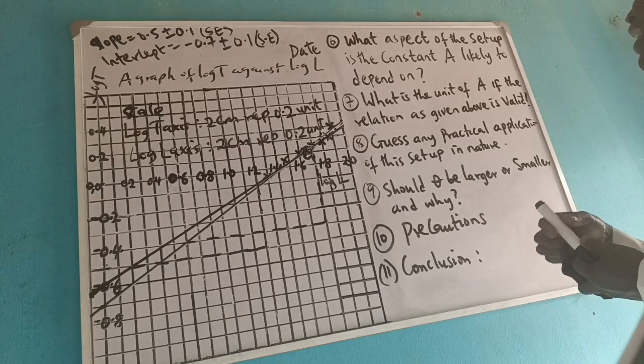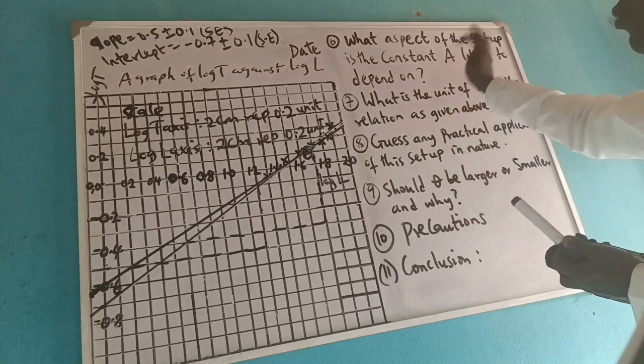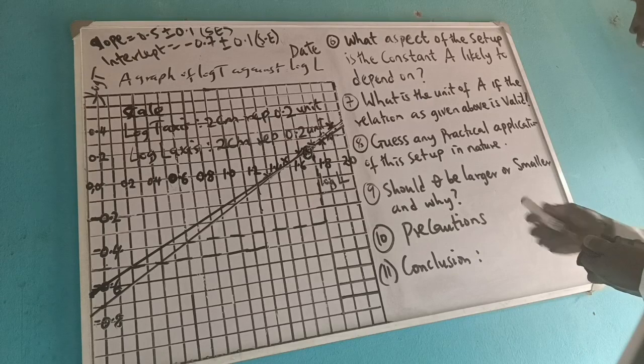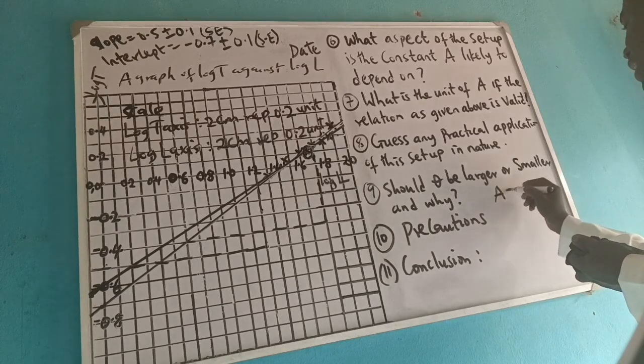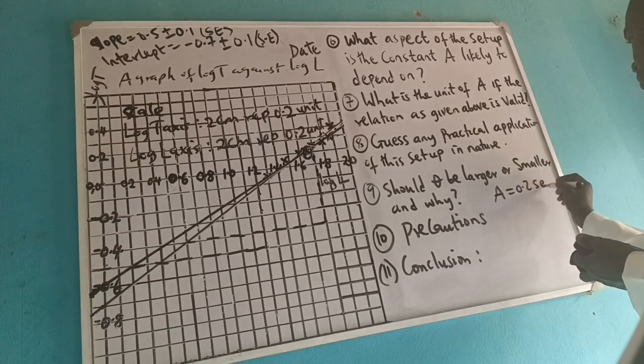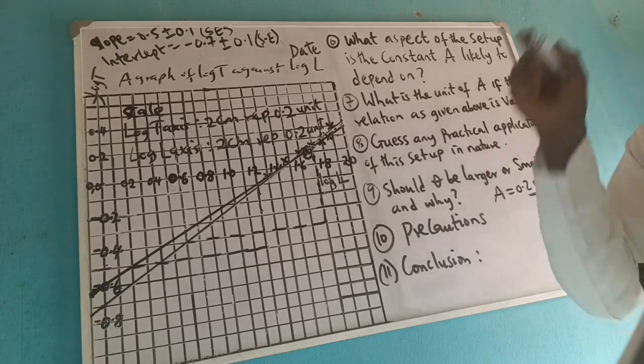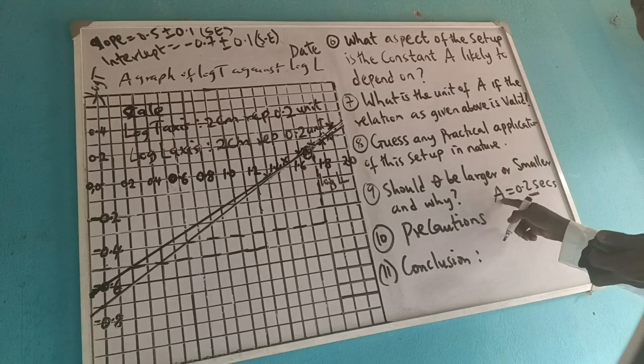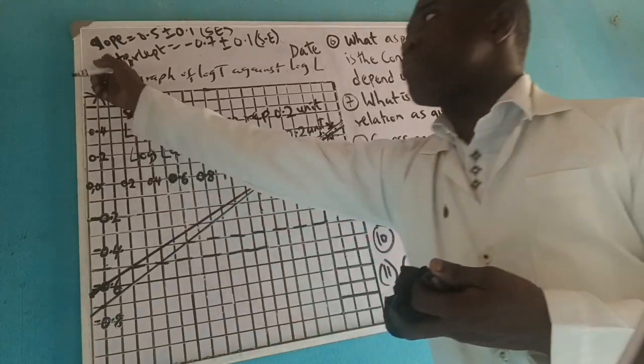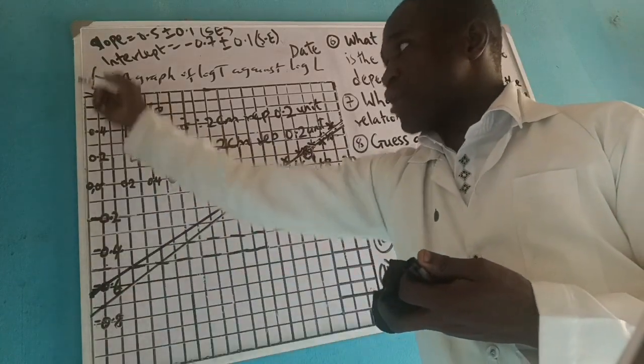Now going to that question, what aspect of the setup is the constant A likely to depend on? First of all, what is A? As we derived, A is 0.2 seconds. That means A is talking about periodic time. This A represents periodic time because we got it from the log T axis, periodic time.